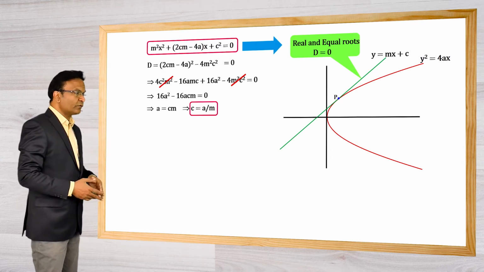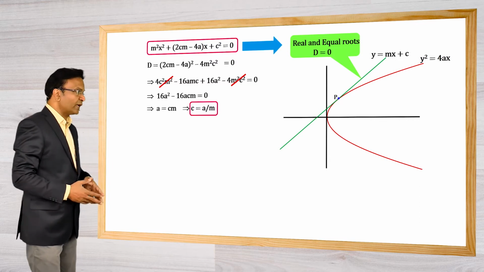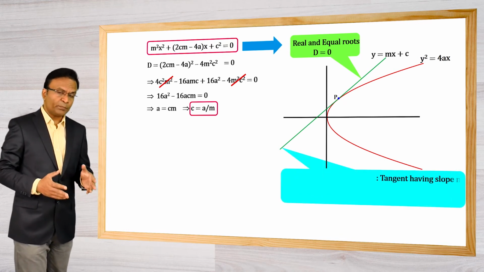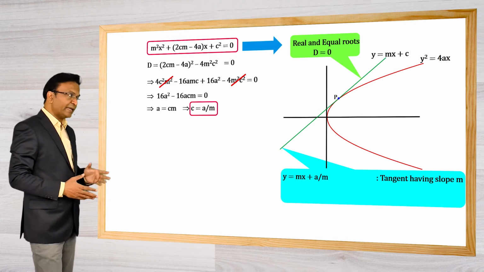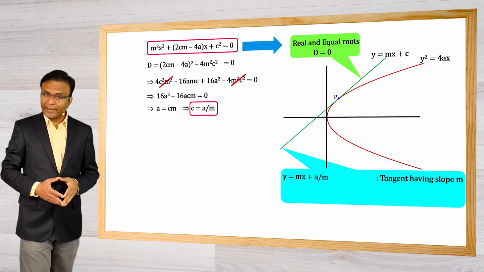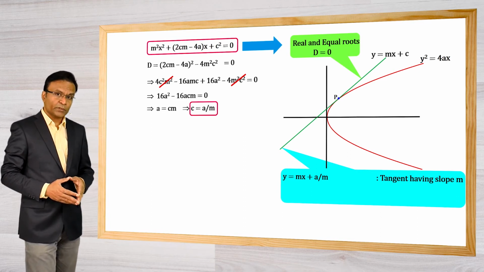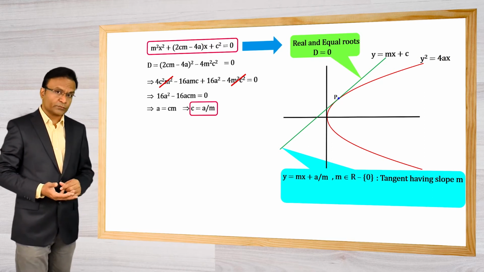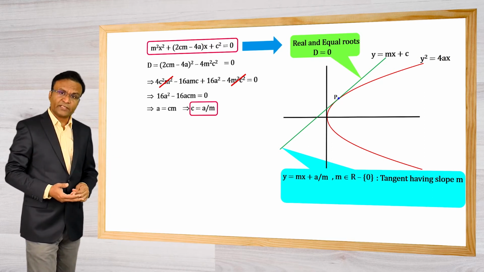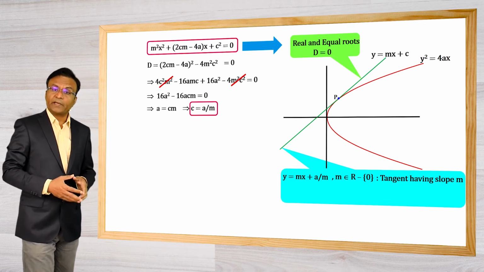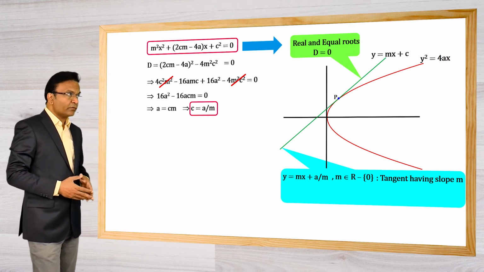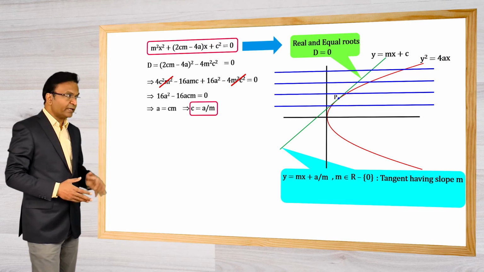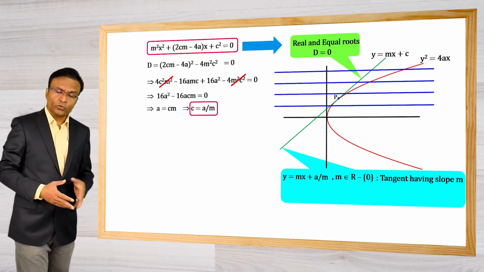Now putting the value of c in the equation of line, we get the equation of tangent having slope m to the parabola y square is equal to 4ax as y is equal to mx plus a by m. Here m can take any real value, but certainly not 0. You can check, we cannot have a tangent to this parabola which is parallel to the x-axis. You can verify from the diagram, you can draw the line parallel to the x-axis. You find that such a line is not a tangent to the parabola.